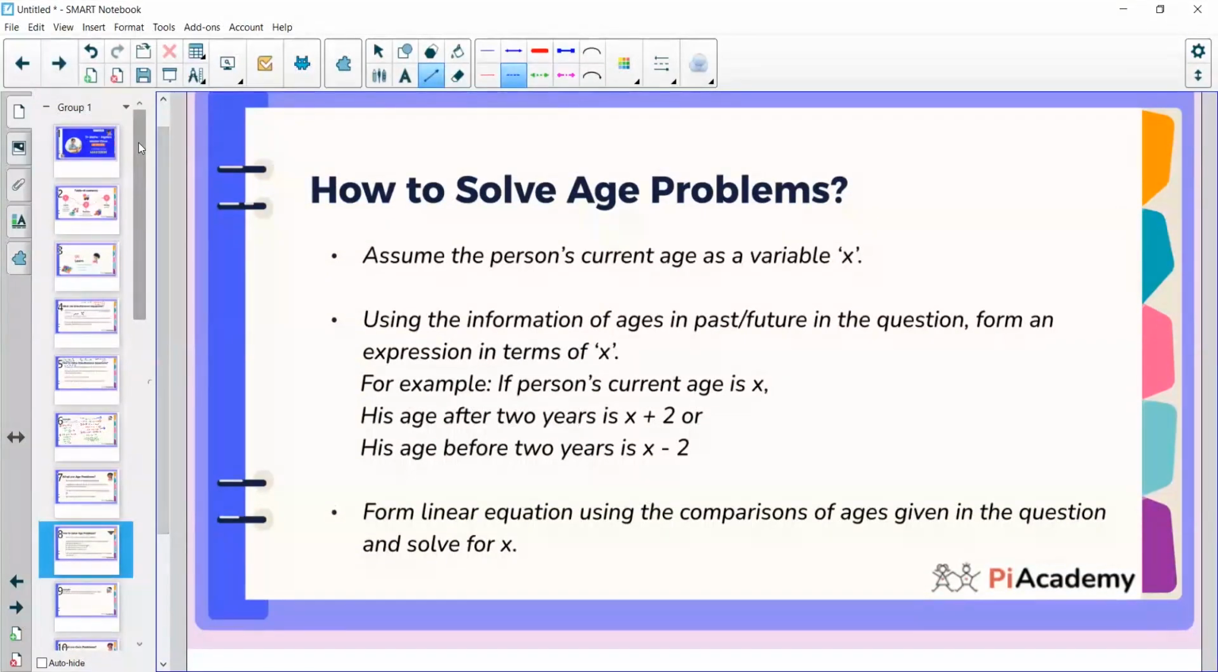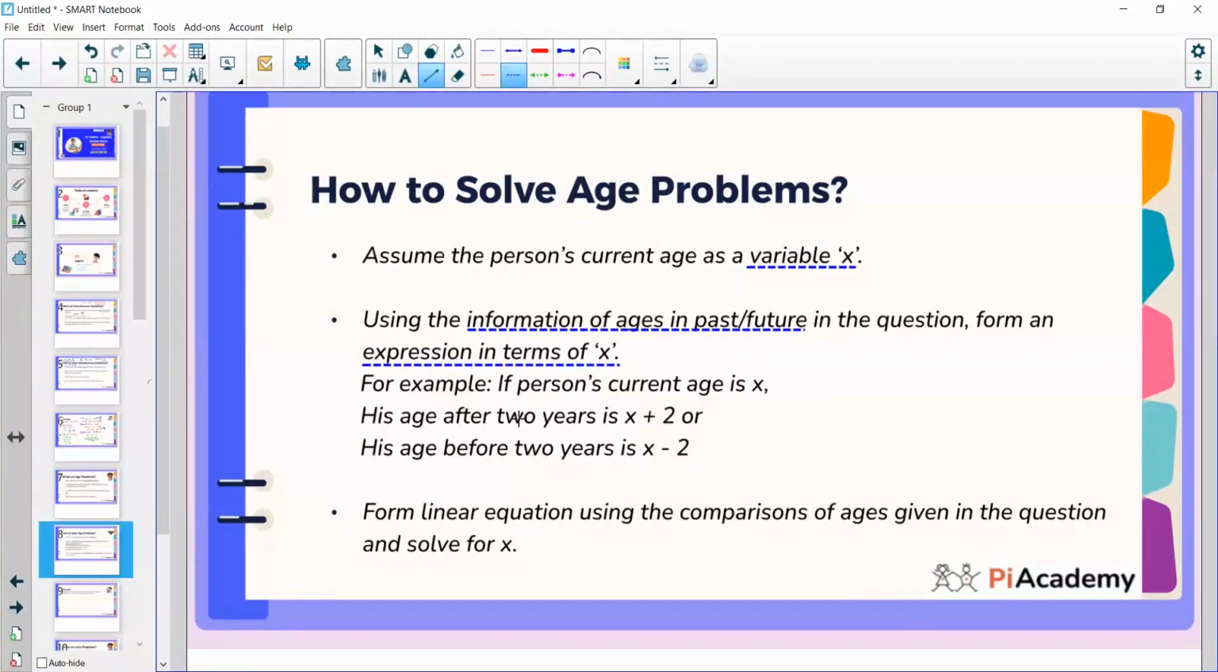Okay. Here we have how to solve age problems. So the first thing you would be doing is assigning a variable. What does assigning a variable mean? Assuming the person's current age as variable x. Not just variable x, you can select the variables of your choice. You can choose A, B, C, anything. So the first step is assigning the person's current age as variable x. Second is forming expressions. By forming expressions, what I mean is using the information of the ages in the past and future, and then forming an expression in terms of x.